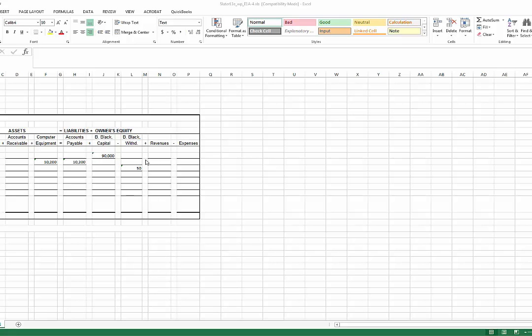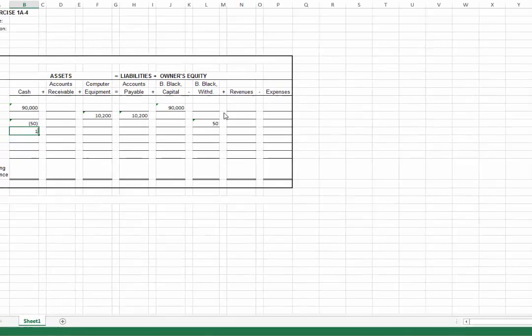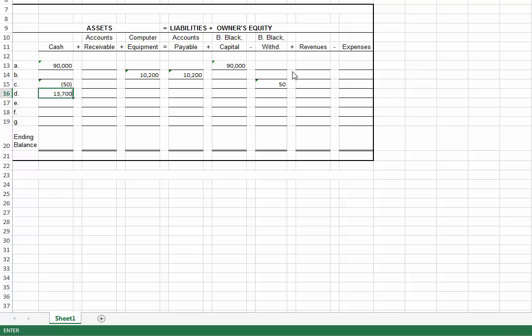Next transaction is transaction D, received cash for services rendered. So that means our cash is going up. But also, for services rendered, that's revenue. That's the amount of money that's coming into us. E, billed customer for services rendered for the month.